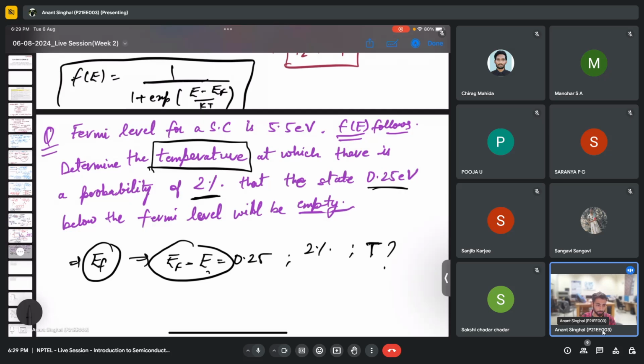You can take 5 minutes and let me know what are your thoughts and what is the answer. Is it fine? You want to solve it, right, everyone?